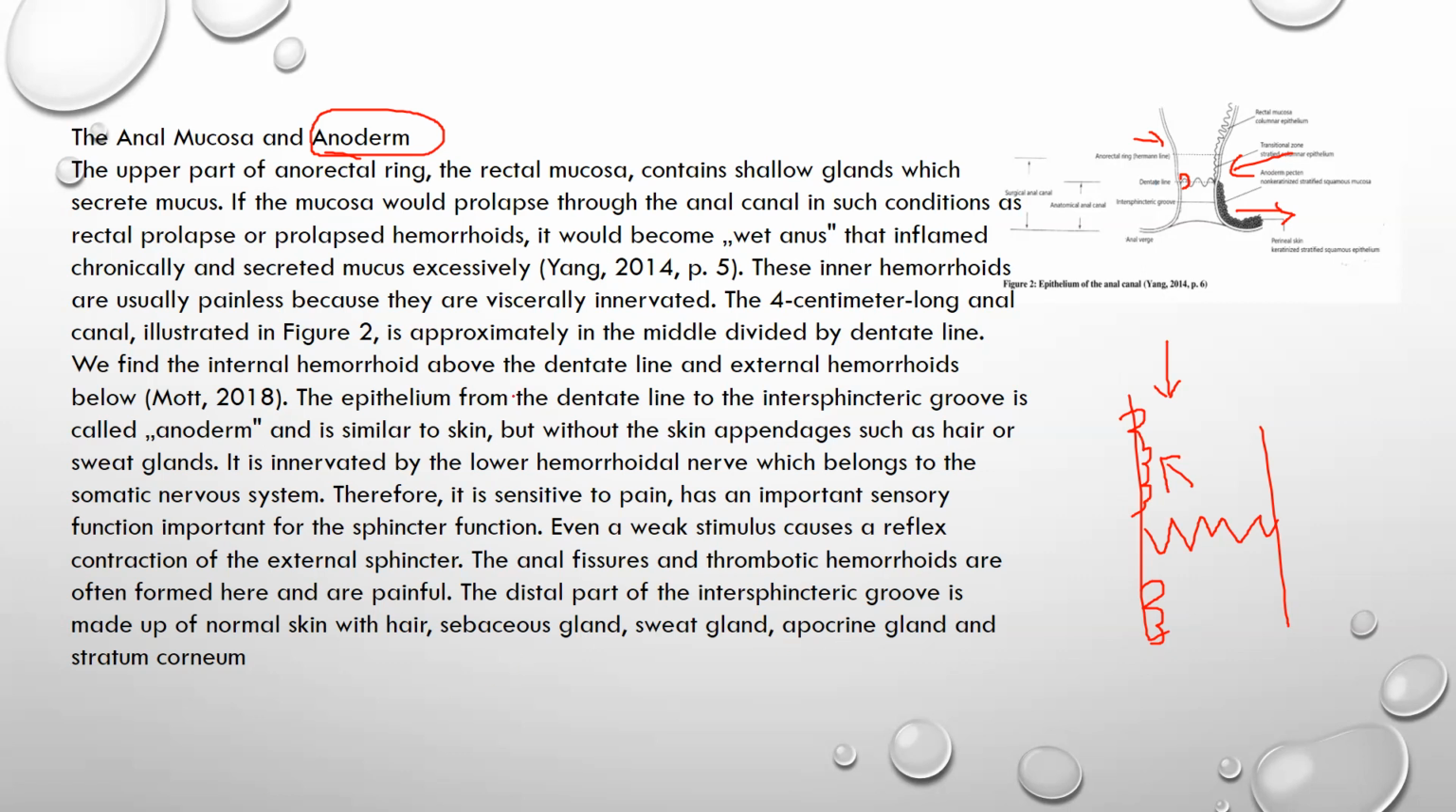So if I just read this line, the epithelium from the dentate line to the intersphincteric groove is called anoderm. And this is similar to the skin, but without skin appendages such as hair or sweat glands. It is innervated by the lower hemorrhoidal nerve, which belongs to the somatic nerve system. Therefore, it is sensitive to pain. So this is the upper part of the area. This particular part is very sensitive to pain. It has an important sensory function, important for the sphincteric action, internal sphincteric action.